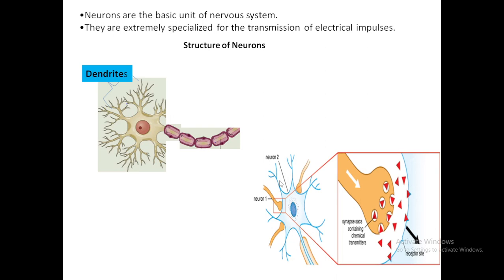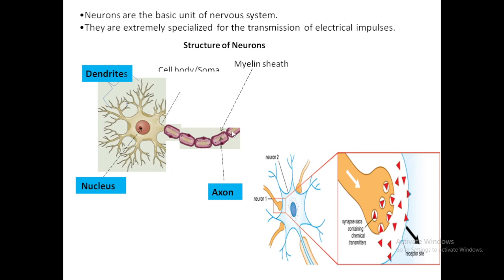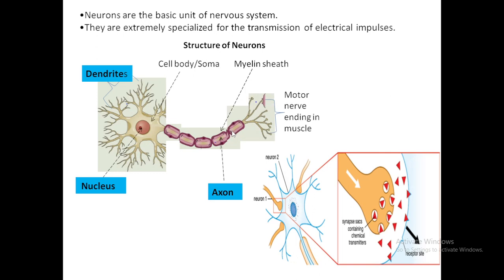The other part of the neuron is the longer process from the nerve cell. We call it the axon. They carry the nerve impulses, and many of the axons are enclosed or covered by what we call myelin sheaths, which is an insulator. So it allows the nerve impulse to travel quickly, as fast as possible.